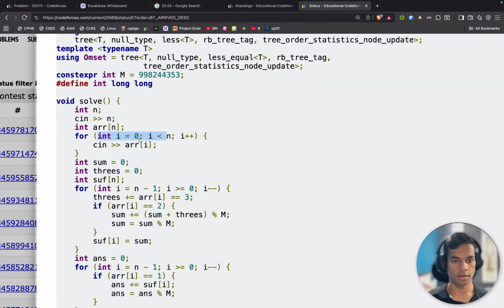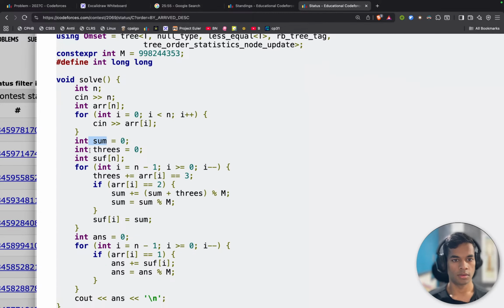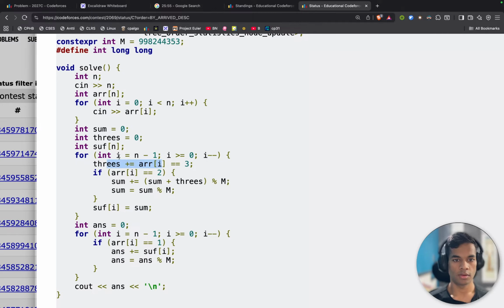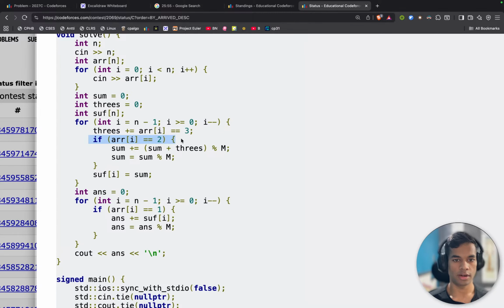Take n. Sum equals 0, threes equals 0. Sub is an integer array. Then you go from n till 0, and threes plus equals a[i]. If the current number is a 3, add it to threes, and if the current number is a 2, increase the sum by sum plus threes, modulus m.